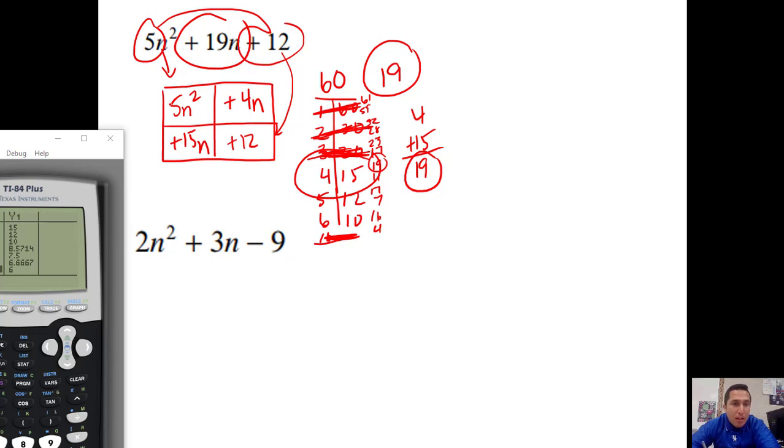So here we go. What numbers make up a 5? You got 1 times 5. So 1 and 5 are inside of a 5. What numbers are inside of a 15? Well, there's 1. So 1 times 15.